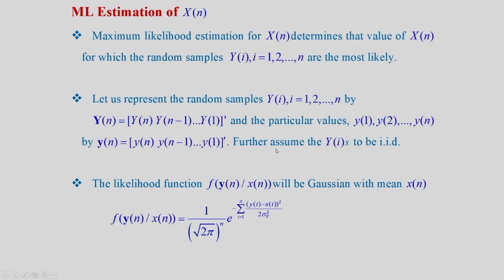Further, we assume that the y_i are IID, independent and identically distributed, to apply the ML estimation criterion. Now, the likelihood function f(y_n given x[n]) will be Gaussian with mean x[n]. So, we can write f(y_n given x[n]) is equal to 1 by root over 2 pi sigma v square to the power n into e to the power minus summation of (y_i minus x_i) whole square divided by 2 sigma v square, i going from 1 to n. We get this assuming the samples are IID, each Gaussian distributed, therefore they will be jointly Gaussian distributed like this.